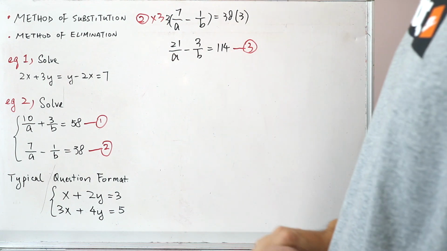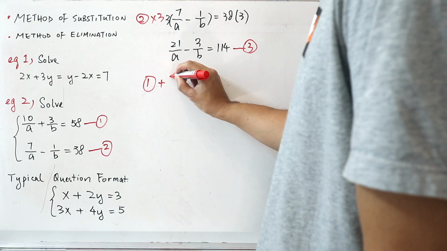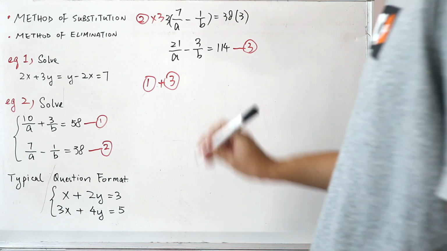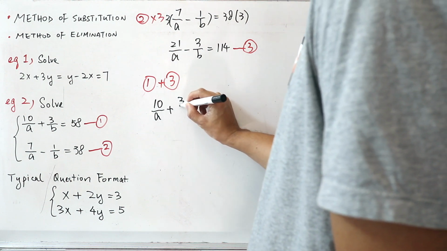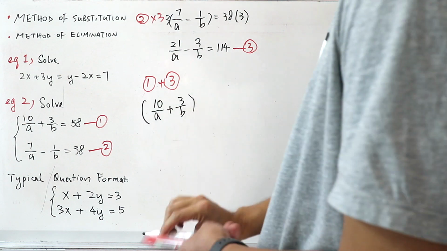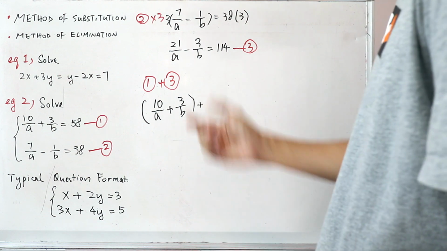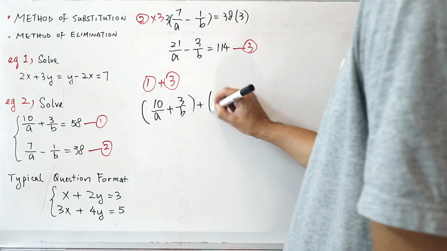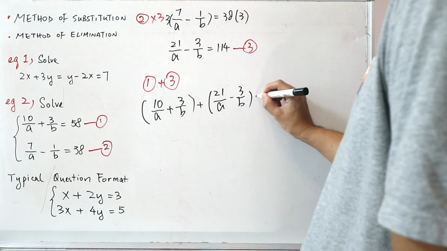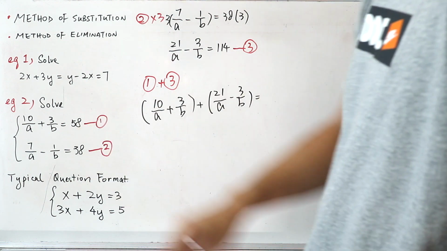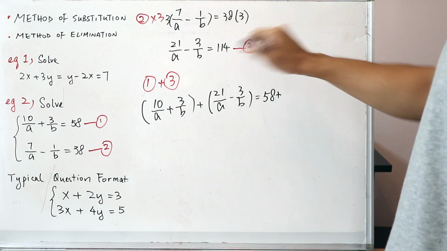So now, if I add equation 1 and equation 3, okay? So this will become 10 over a plus 3 over b. This is the left-hand side of equation 1 plus the left-hand side of equation 3. So 21 over a minus 3 over b is equal to right-hand side of equation 1, so 58 plus right-hand side of equation 3, 114.